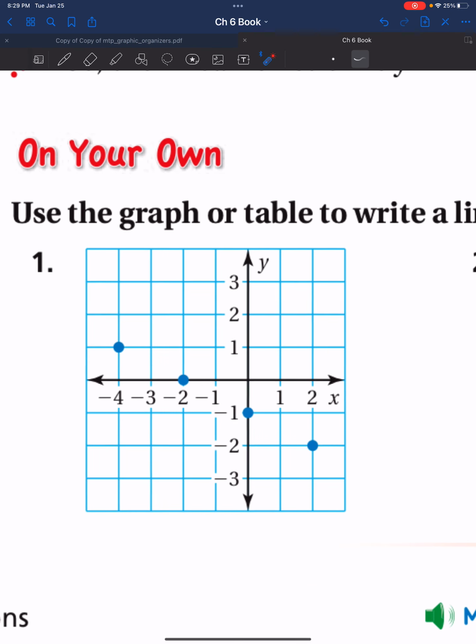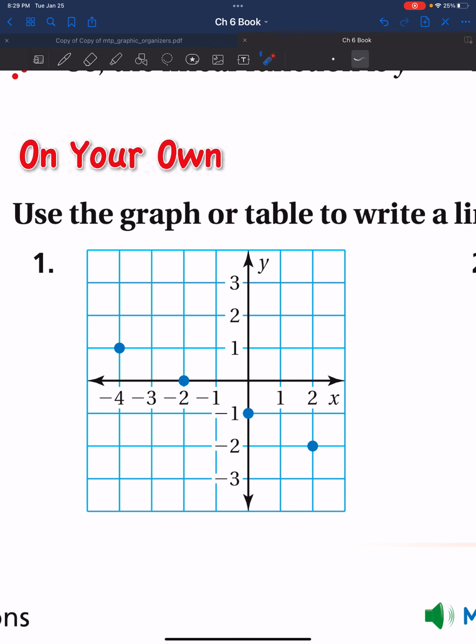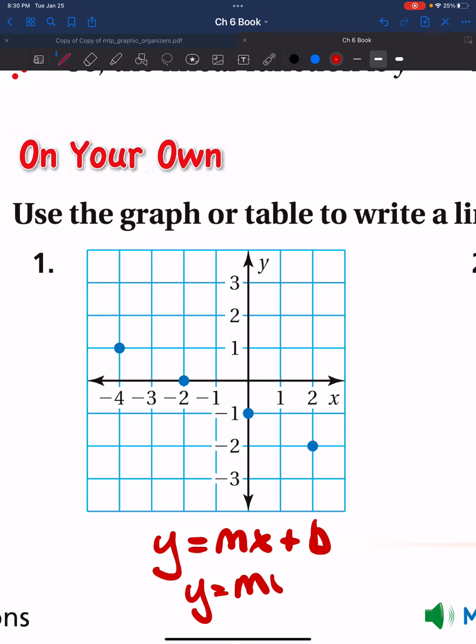But here's a graph. I want you to write me a linear function, aka y equals mx plus b. Okay, so Zach, b stands for the y-intercept. Who's the y-intercept? -1. Okay, so I have y equals mx plus b. I'm going to put that -1 in for the b. So now I have y equals mx minus 1.